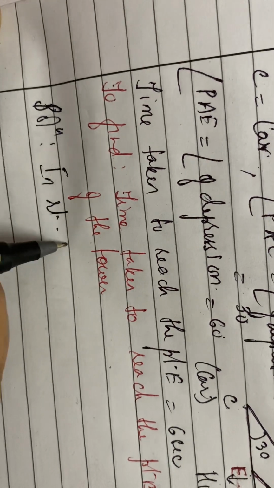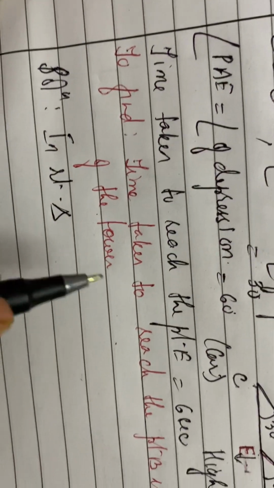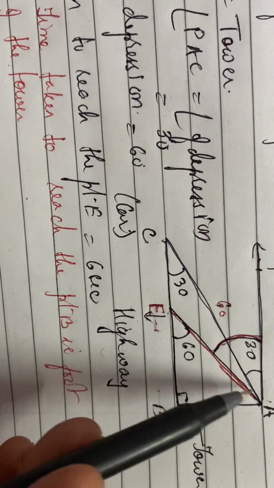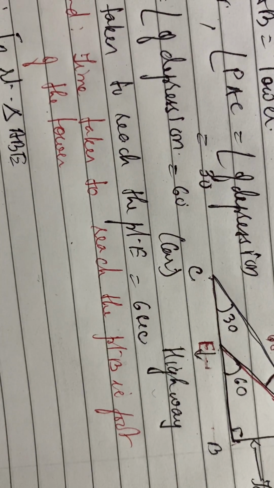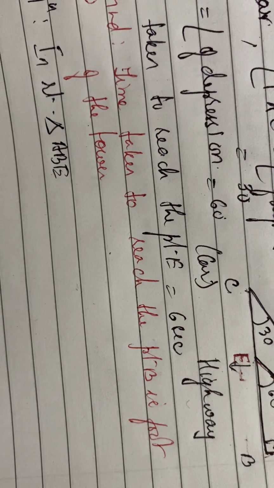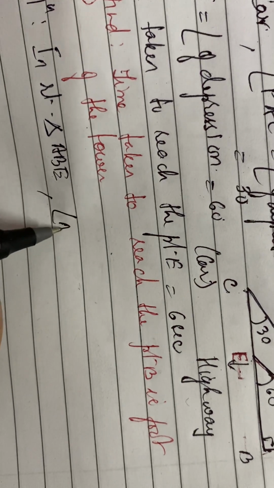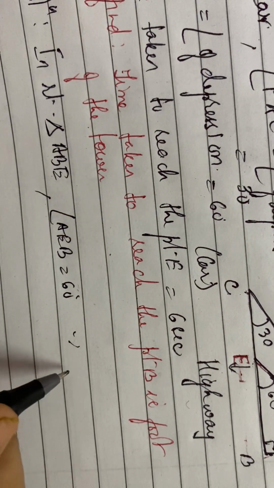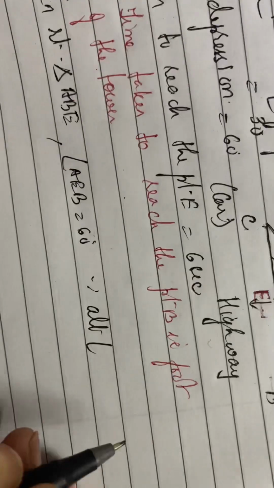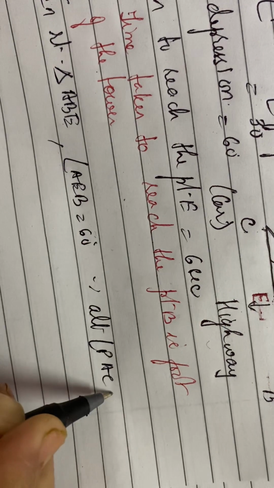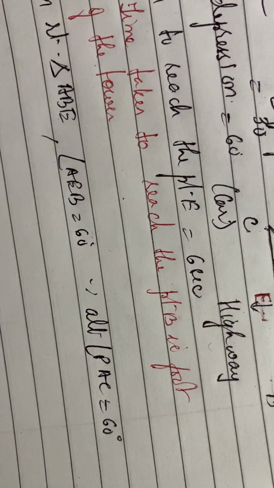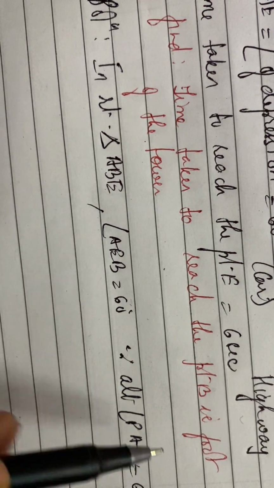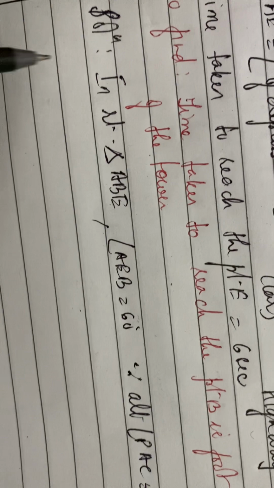In right triangle ABE. This is your right triangle ABE. Angle AEB is equal to 60 degrees, since alternate angle PAC is equal to 60 degree. We haven't written it initially, so in reason we will write: since alternate angle.